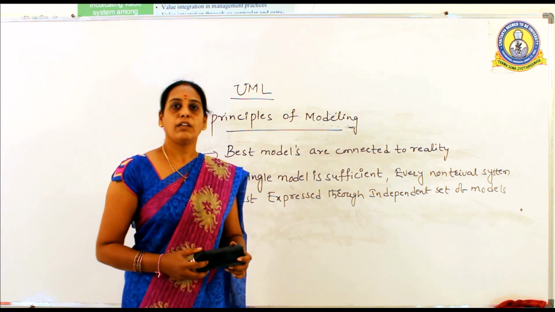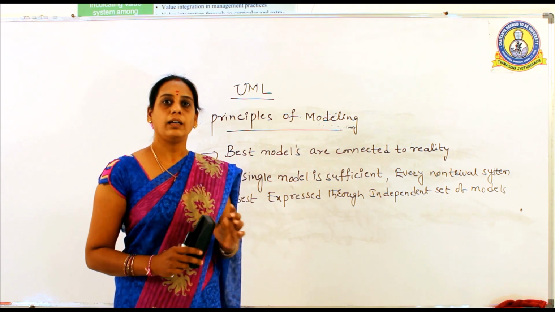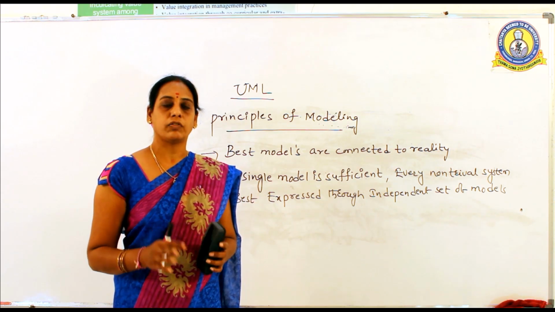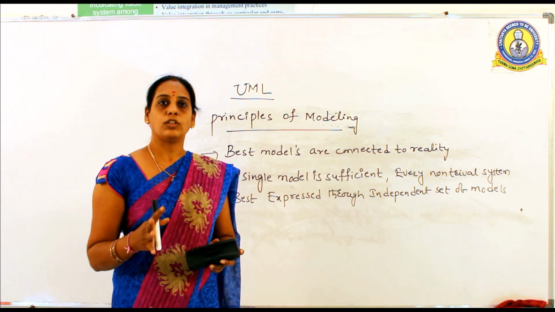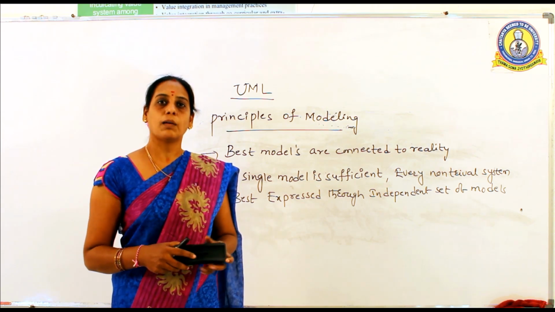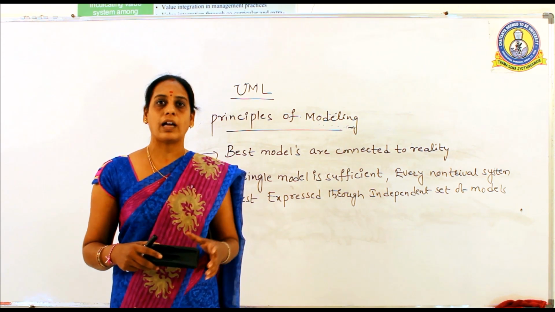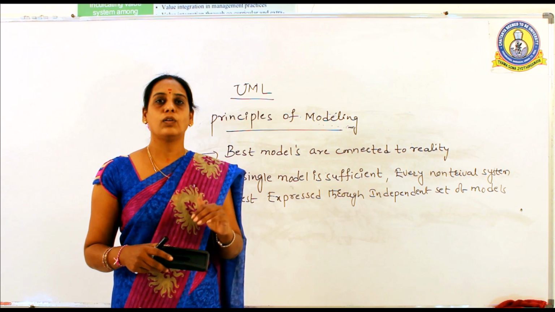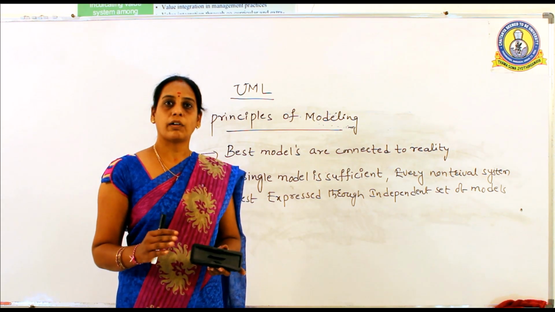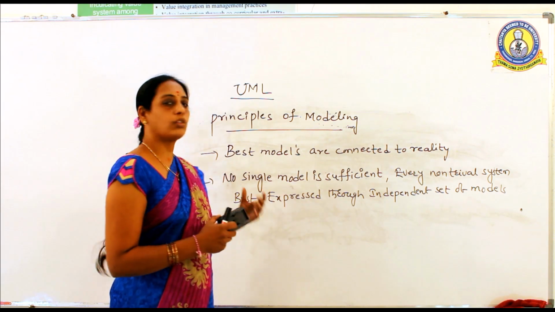For example, if you are constructing the house, not only choosing the building plan or house plan is enough. We need to choose the plans for electricity as well as plumbing, some elevation plans, and some other plans. All those plans are interconnected, then only we will end up with the final product. That means we will end up with a nice house. So that is the fourth point.